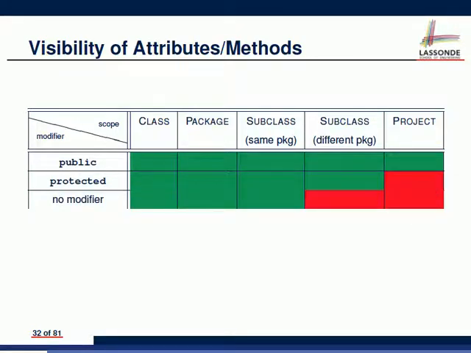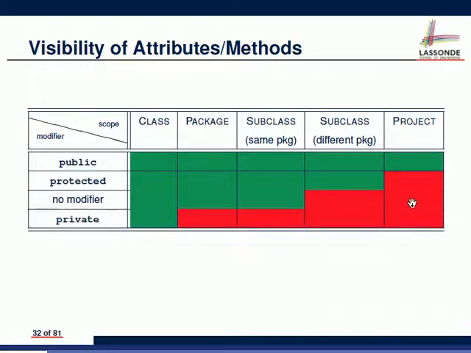The third one is the default modifier, which means no modifier. In which case, you can only get access from classes within the same package. Anything outside the same package is not visible. That's why you got the two reds over here. Finally, we have private, which is only visible within the current class. Outside the class in the same package, or outside the class in another package, is also not visible. Okay? Any questions about these four modifiers?